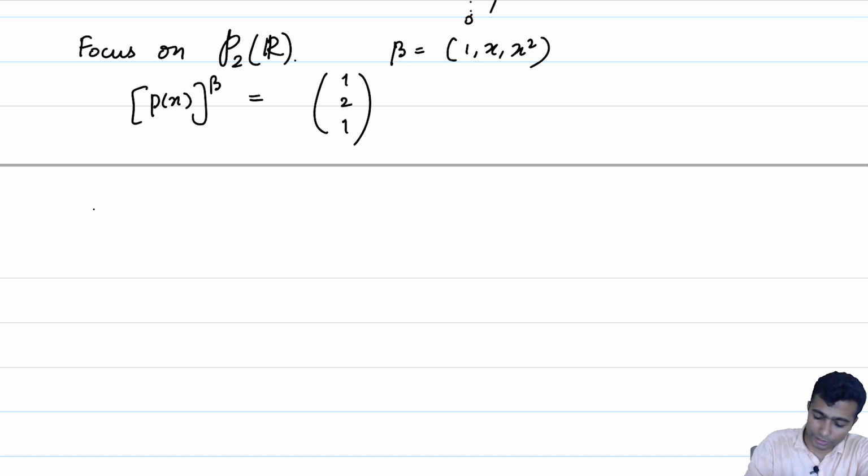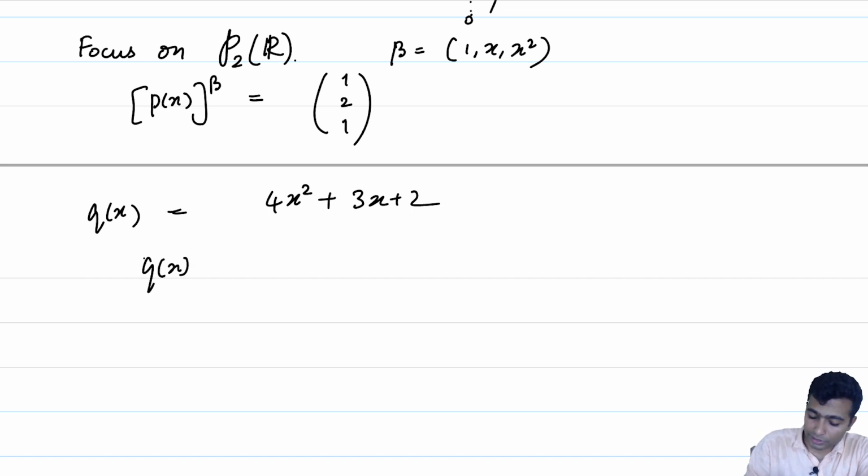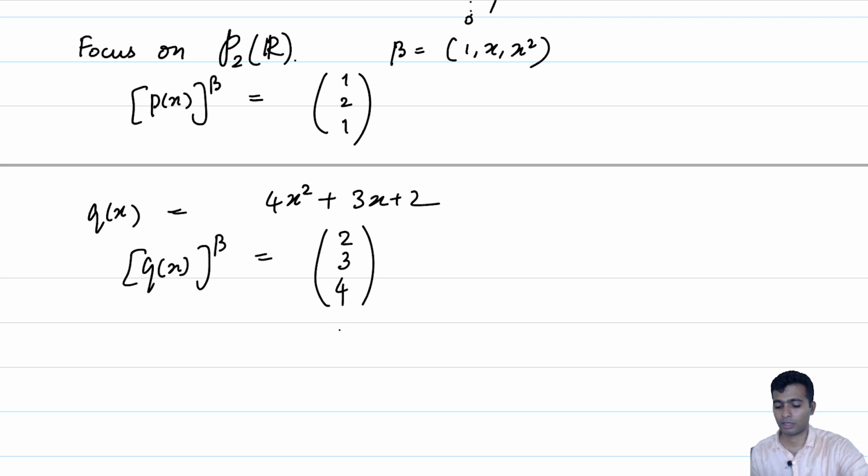Okay, let us now consider q of x to be equal to 4x square plus 3x plus 2, some other polynomial. It is a symmetric looking polynomial, at least with respect to this basis. What is q of x with respect to our beta? This is 2 3 4. You should check this out.